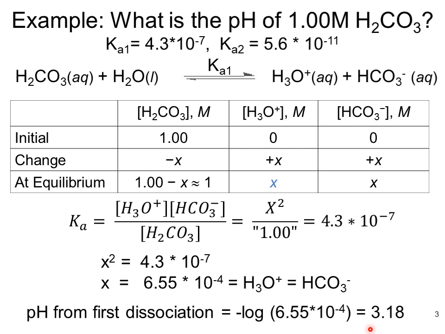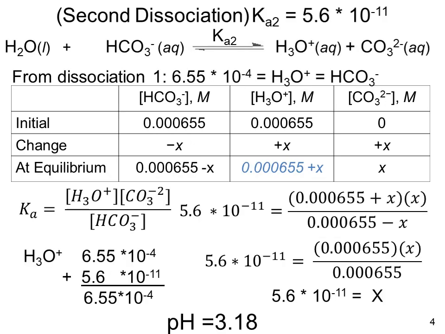Here's the problem, right? The second dissociation only has this much acid in it. And so it really doesn't have very much acid to start. So we get to the second dissociation, and we have a couple of problems. First of all, we have a much weaker Ka value of 5.6 times 10 to the -11th. So that's problem 1. Problem 2 is that we don't have very many reactants. Any reactants we have have to be created from step 1. So in step 1, we have 6.55 times 10 to the -4th HCO3- created. That's all we can start with.